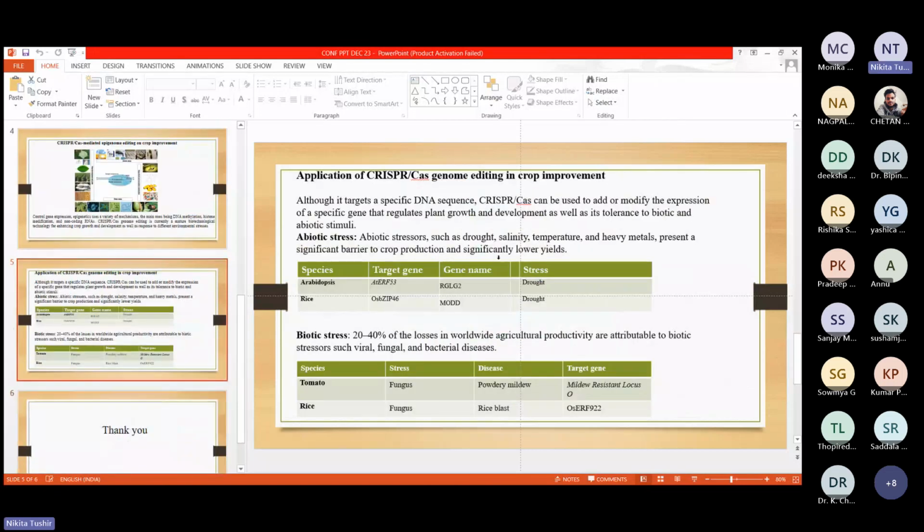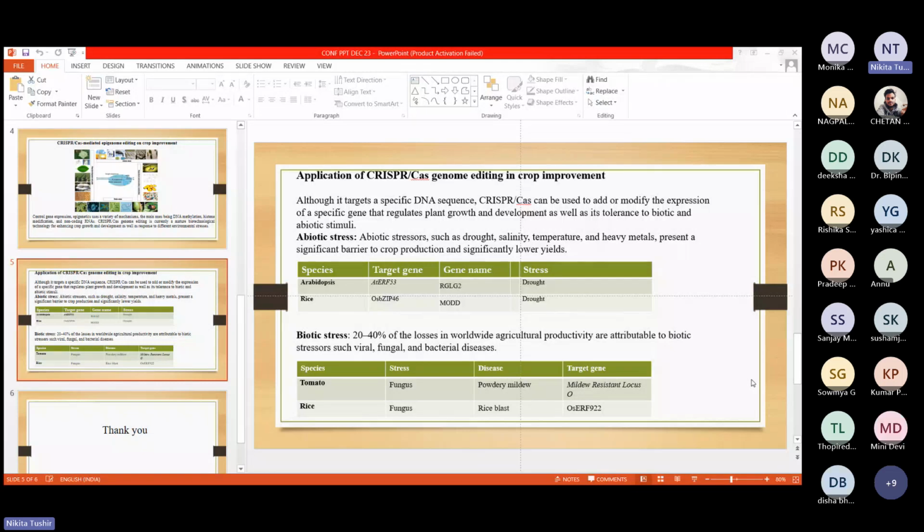Coming to the application of CRISPR-Cas genome editing in crop improvement. Although it targets a specific DNA sequence, CRISPR-Cas can be used to add or modify expression of a specific gene that regulates plant growth and development, as well as its tolerance to biotic and abiotic stress.